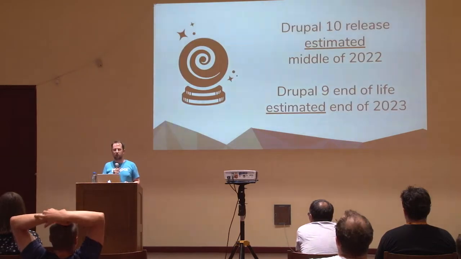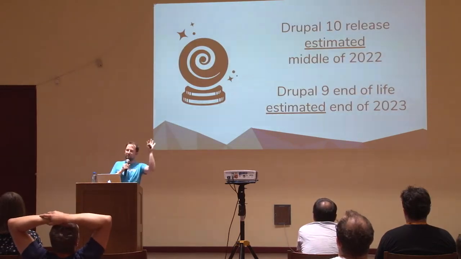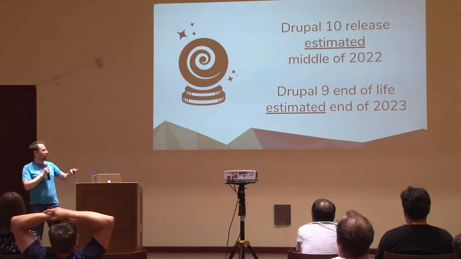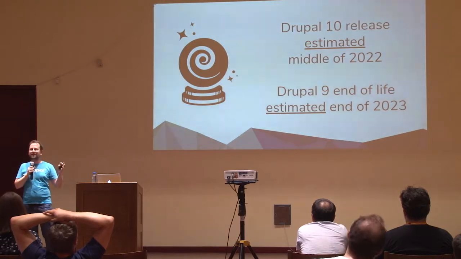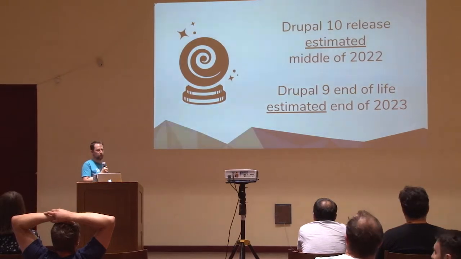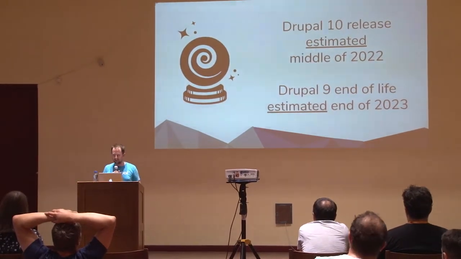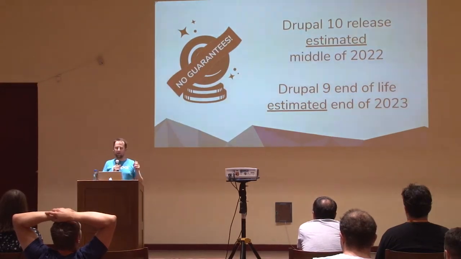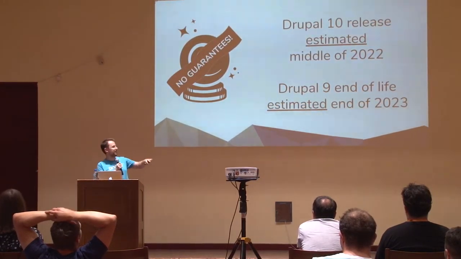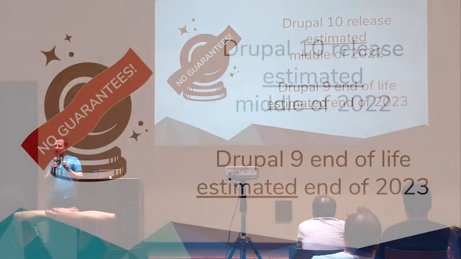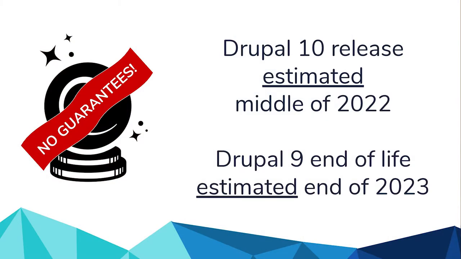So then the question is, what happens to Drupal 10? This is a crystal ball answer. We don't know. The Drupal 10 release is estimated to be the middle of 2022, with Drupal 9 support estimated to end in 2023. Once again, these are not guaranteed. Anybody take photographs? I think I have enough visuals to identify that these are not to be trusted, set-in-stone numbers at this time.